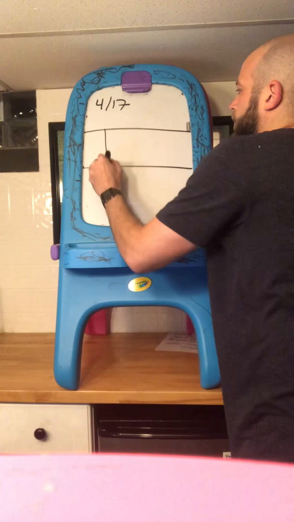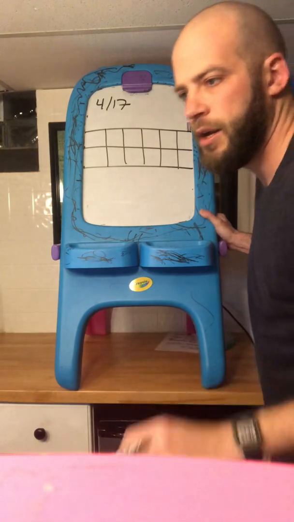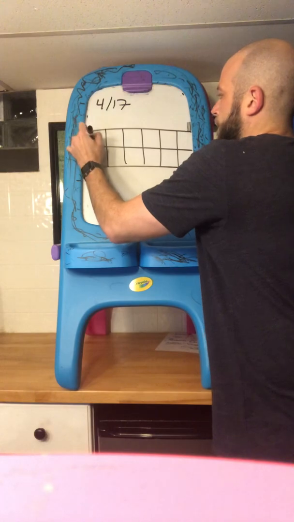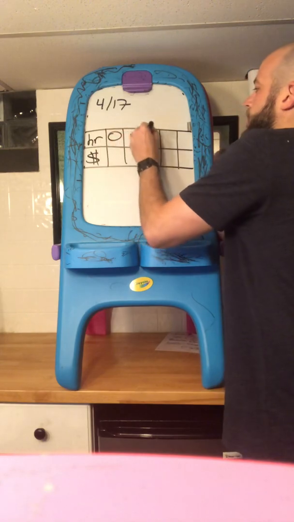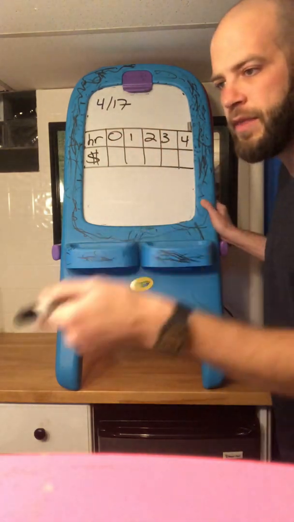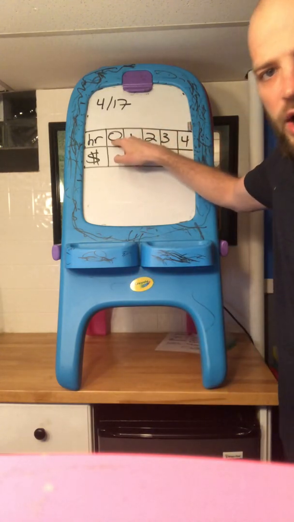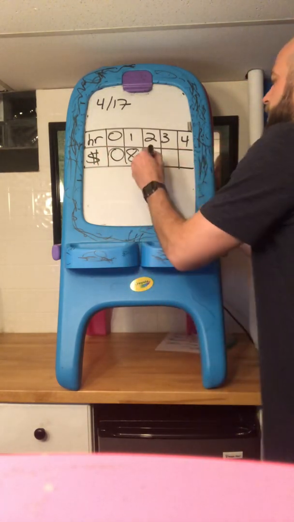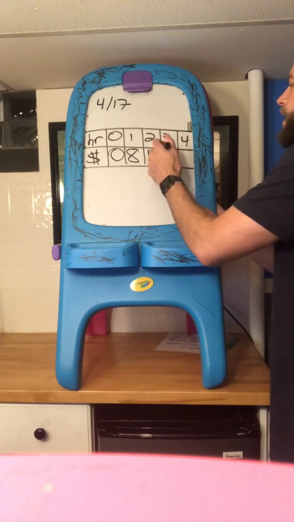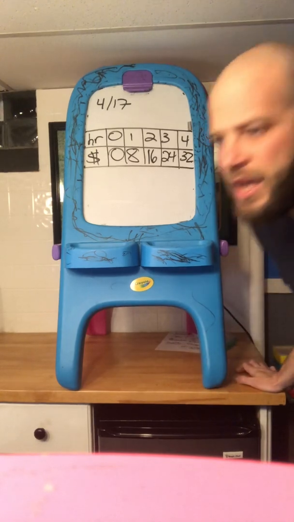All right. I don't really have room, so I'll just put hour and money. 0 hours, 1, 2, 3, and 4. They show us 8 here because he makes $8 for every hour. So if he has not worked any time at all, how much money did he make? None. 16. 3 times 8 is 24, and then 4 hours would be $32.